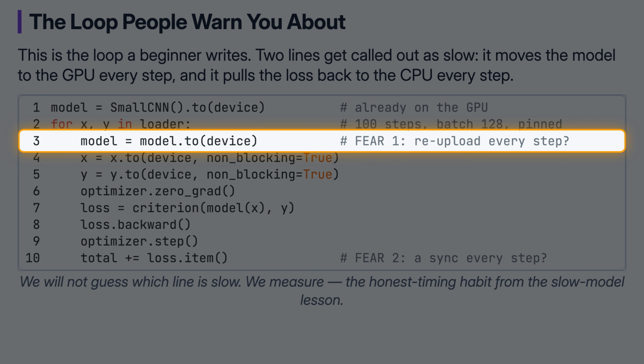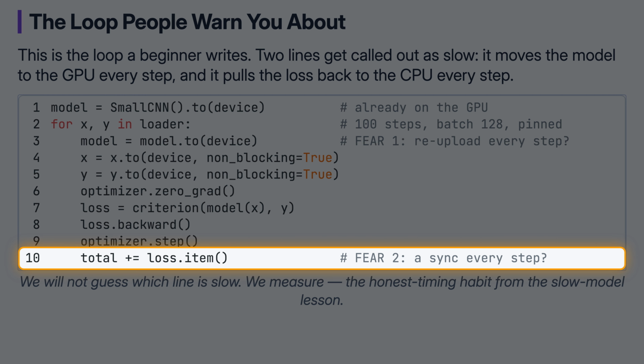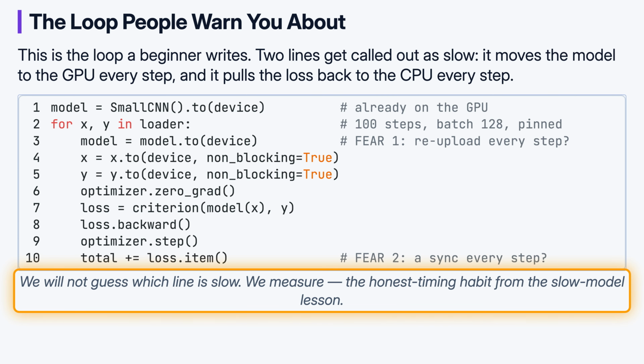The fear is that it recopies every parameter across the slow bus. This line pulls the loss back to the CPU every step. The fear is that .item forces a hidden sync. We will not guess which line is slow. We measure the honest timing habit from the slow model lesson.